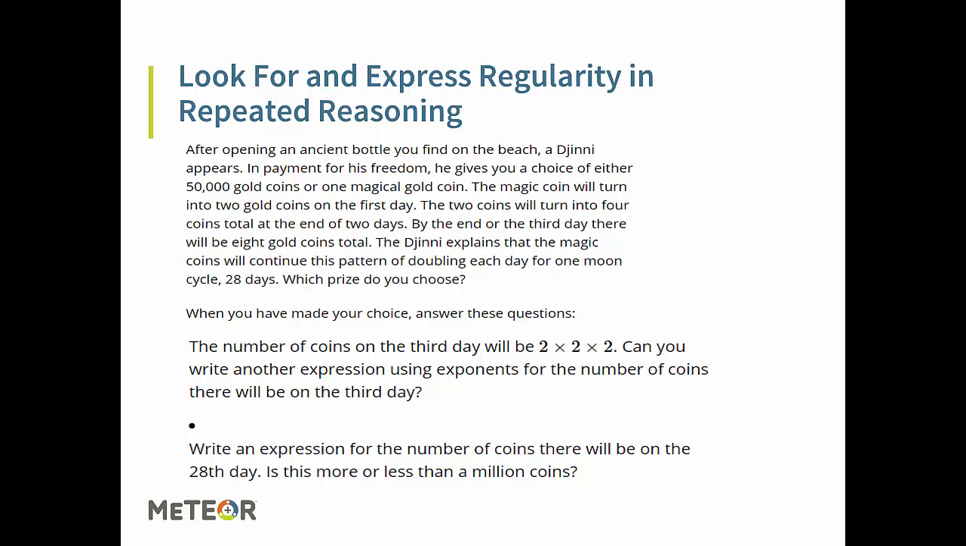The number of coins on the 3rd day will be 2 times 2 times 2. Can you write another expression using exponents for the number of coins there will be on the 3rd day? And write an expression for the number of coins there will be on the 28th day. Is this more or less than 1,000,000 coins?